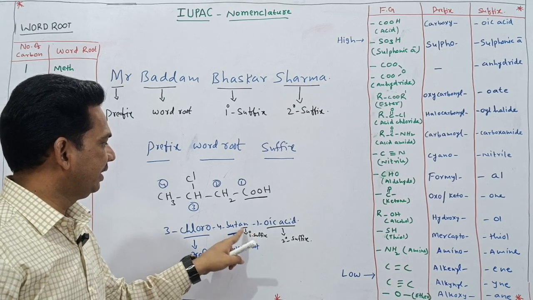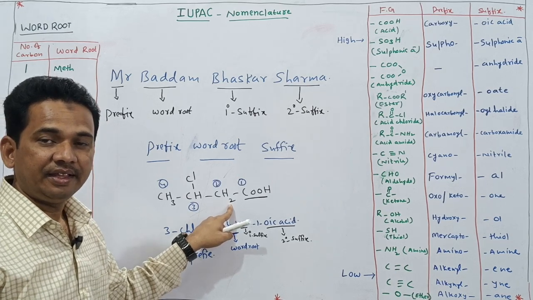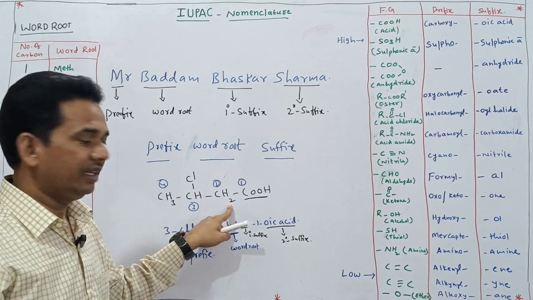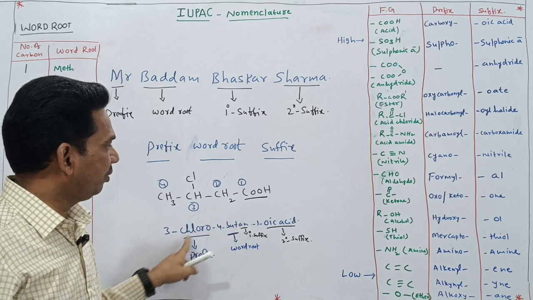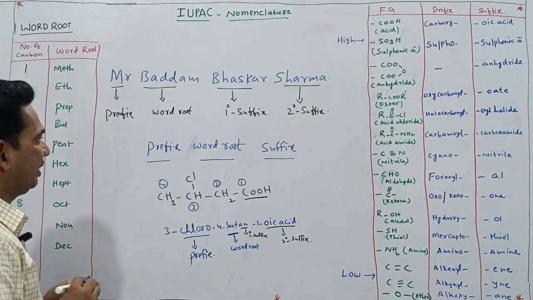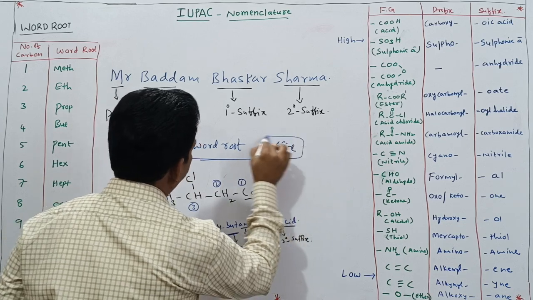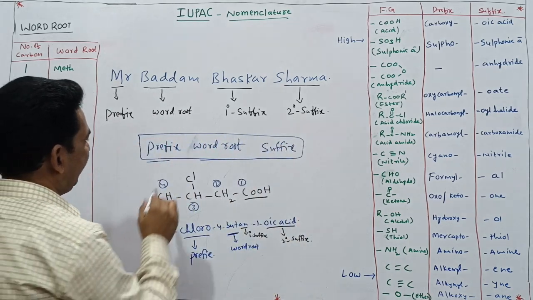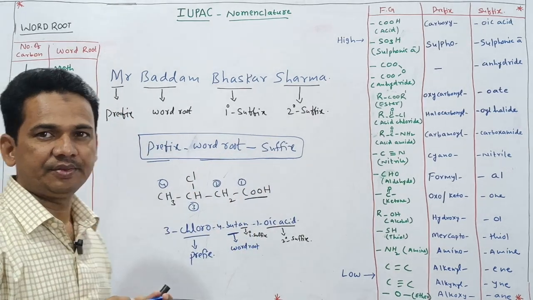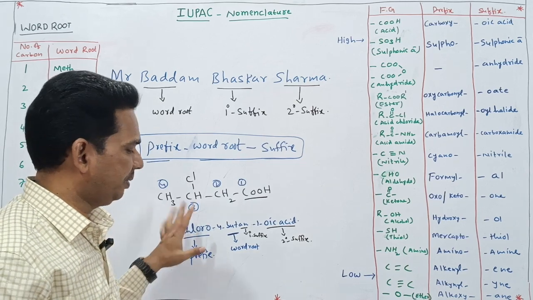Then the primary suffix tells the nature of the compound. Nature of the compound means whether it has a single bond, double bond, or triple bond: ane, ene, yne, like that. I hope you understood what it becomes in IUPAC nomenclature, the International Union of Pure and Applied Chemistry. According to them, first we write the prefix, then the word root, then the suffix. Here I will now explain the types of prefixes and suffixes.